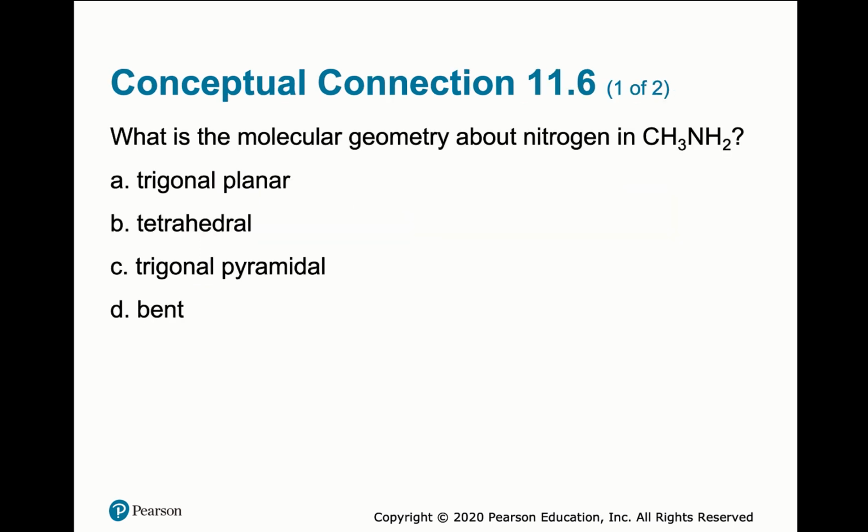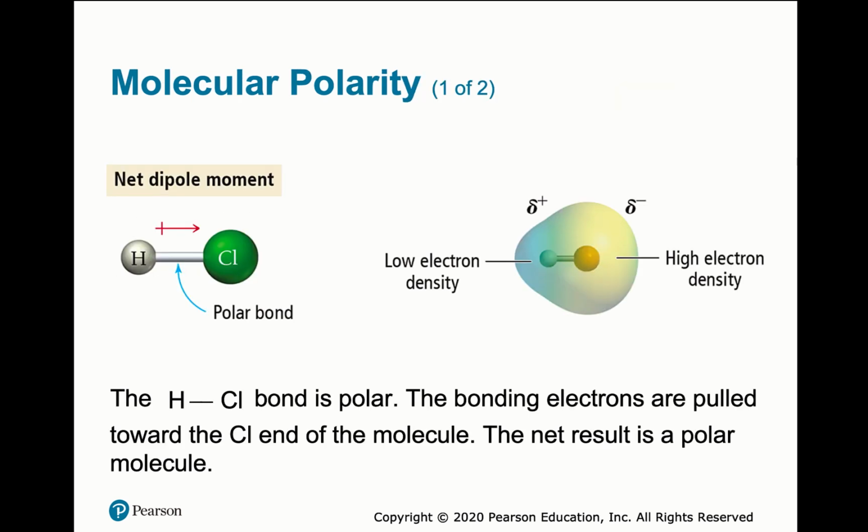What is the molecular geometry about the nitrogen in methylamine here? So the nitrogen in methylamine has 3 things bonding. It's going to have a lone pair as well. So that's going to be pyramidal.